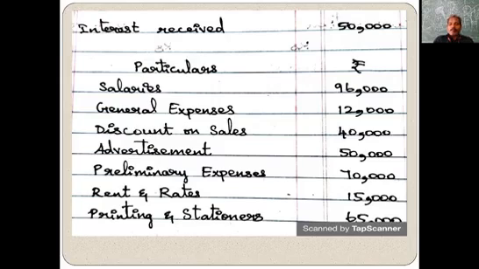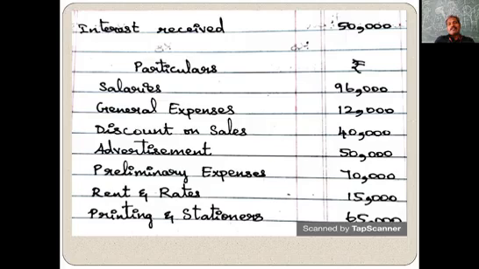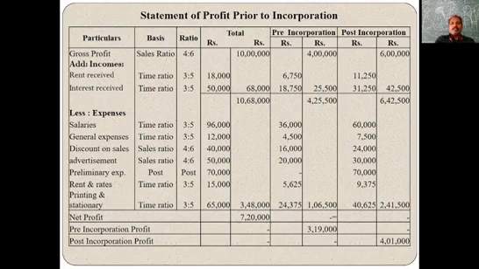Why I chose this problem is that here they have given two income items: rent received and interest received. In the previous problems they gave only expenses and the gross profit, but in this question they give gross profit as well as some incomes and some expenses. So first we need not calculate the time ratio and sales ratio because they are already given. We should directly prepare the statement of profit prior to incorporation, with columns: particulars, basis, ratio, total, pre-incorporation, and post-incorporation.